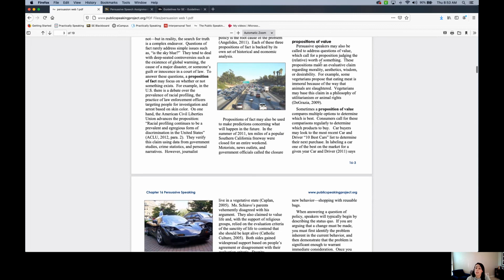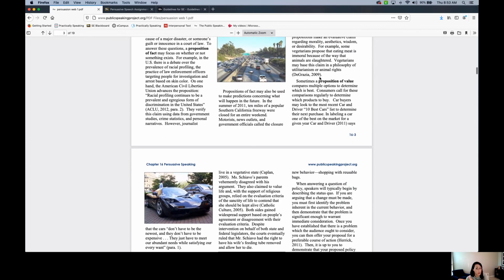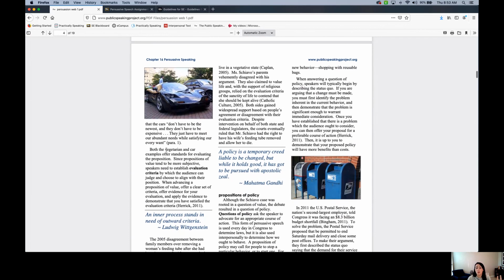Let's look at what your text says about propositions of value. It talks about different kinds, but if you come over here, it says, since propositions of value tend to be more subjective, speakers need to establish evaluation criteria. Okay, so this is the key to your persuasion in a proposition of value. You have to tell the audience, what criteria are we using to evaluate these options?